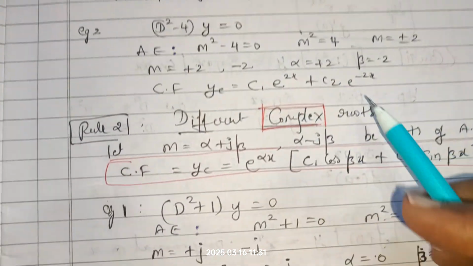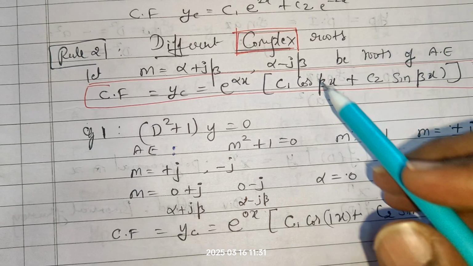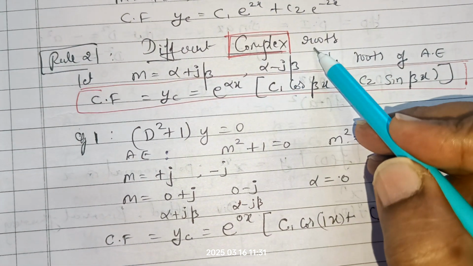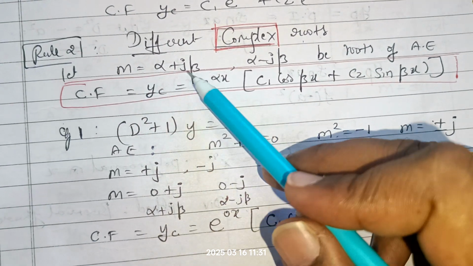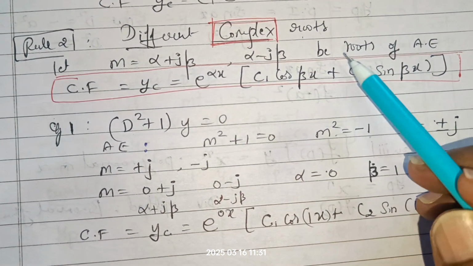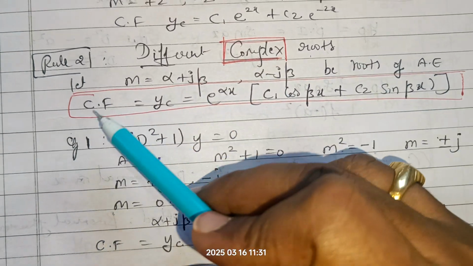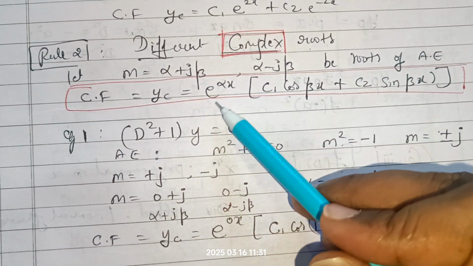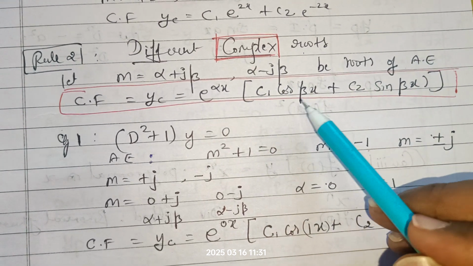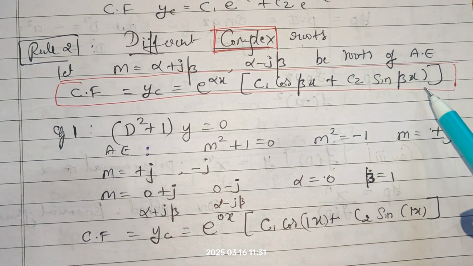Okay, suppose rule 2, if the roots are complex roots, different complex roots at that time. Let m equal to alpha plus j beta, alpha minus j beta be the roots of the auxiliary equation. Complementary function yc is equal to e power alpha x into (c1 cos beta x plus c2 sin beta x) will come.